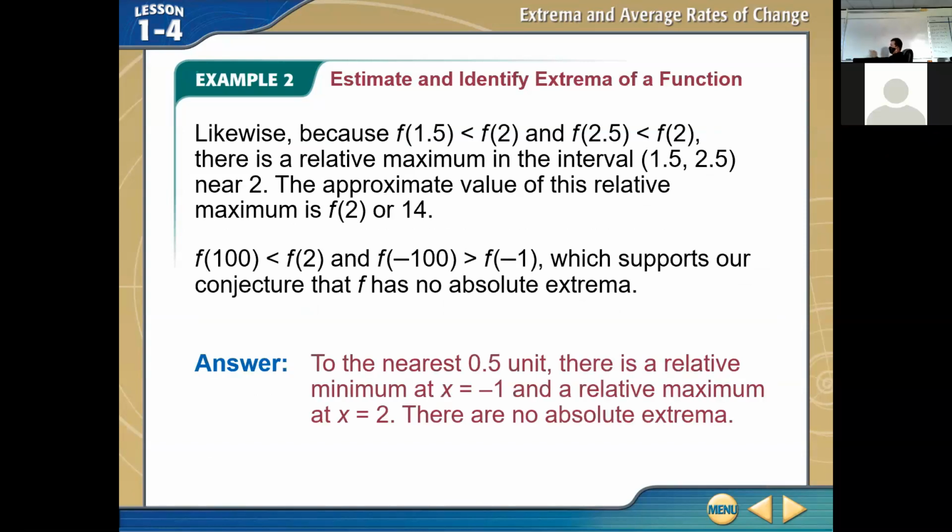Okay, so in the final answer, that's all just them explaining it. To the nearest 0.5 unit, there's a relative minimum at x equals -1 and a relative maximum at x equals 2 with no absolute extrema. So no absolute minimum and no absolute maximum.